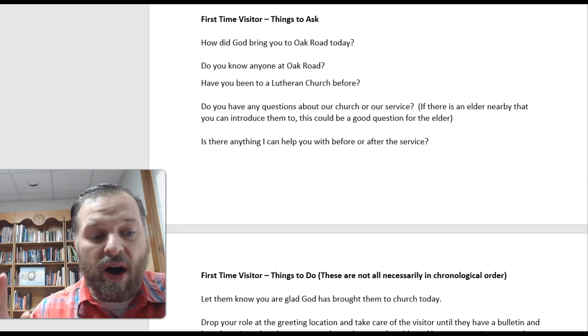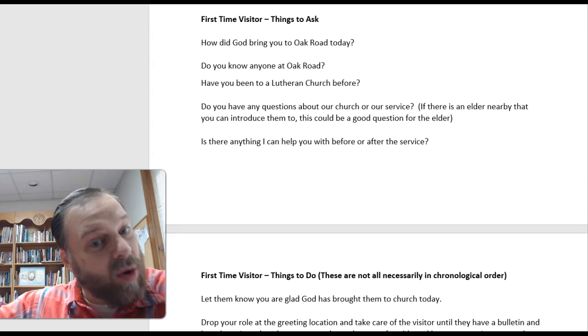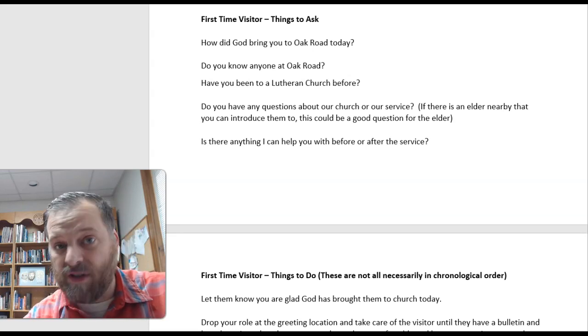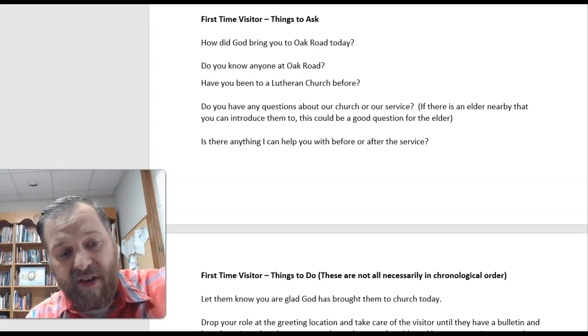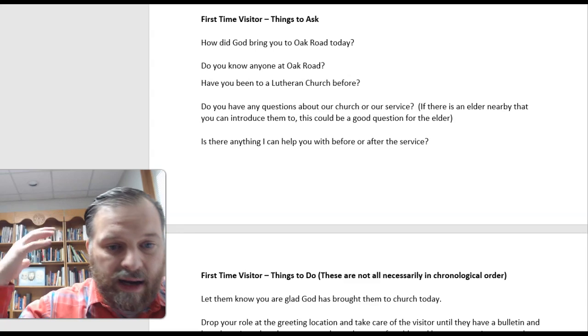Maybe they say, "No, I can't think of it." "Okay, well, here's the bathrooms." Let them know where the bathrooms are. Let them know where water fountains are. Let them know where a coffee station is, that they're welcome to go ahead and get coffee. They're welcome to bring it into the sanctuary, that sort of thing.